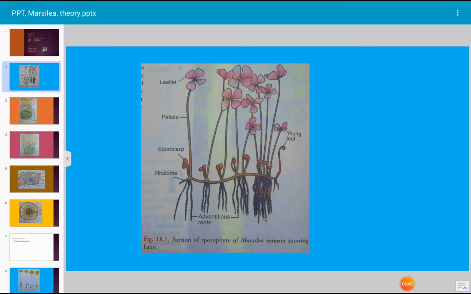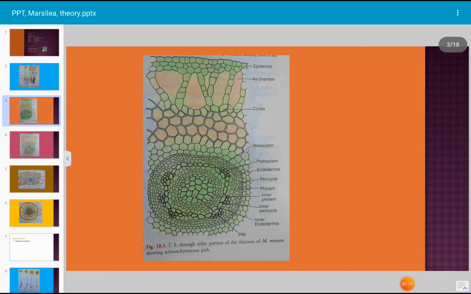The roots of Marsilea minuta secrete carbonic acid, and because of this secretion, the roots can penetrate the shells of pond snails also. This is the external morphology of the Marsilea plant. Let us see the transverse section of the stem.